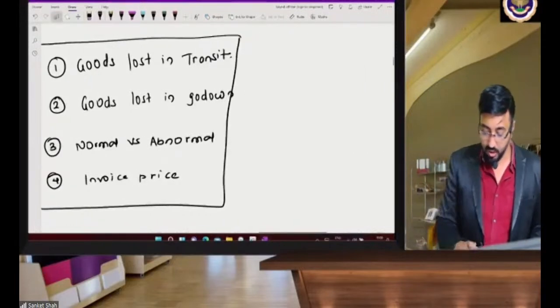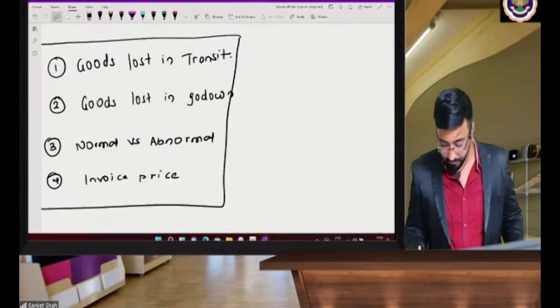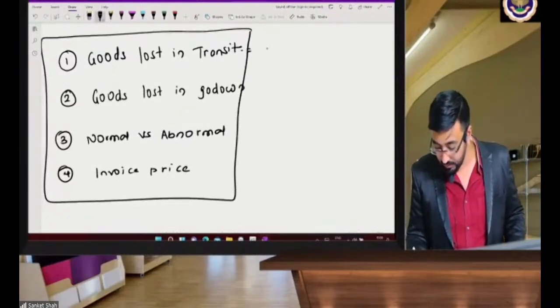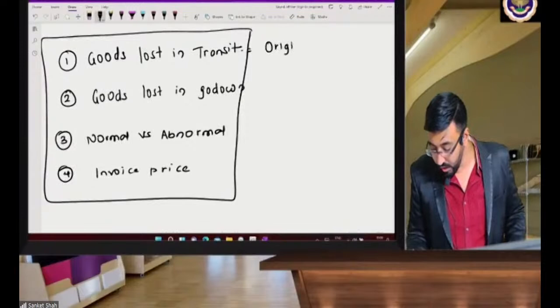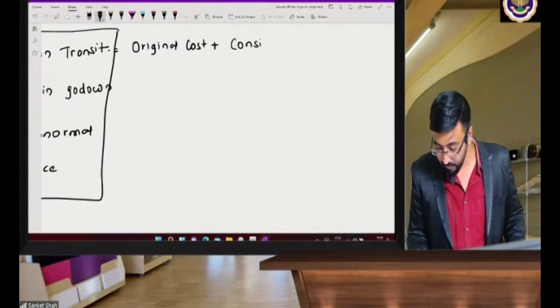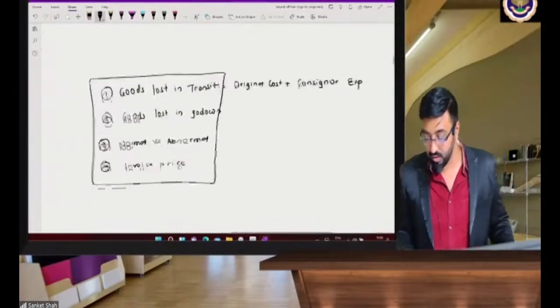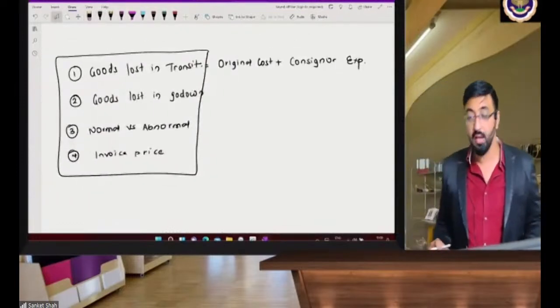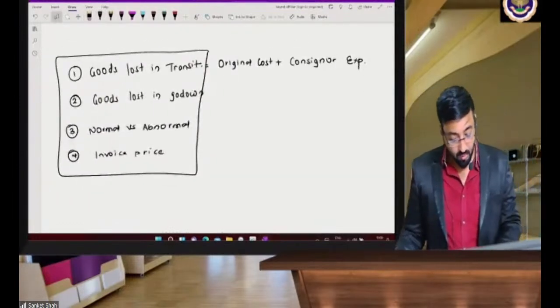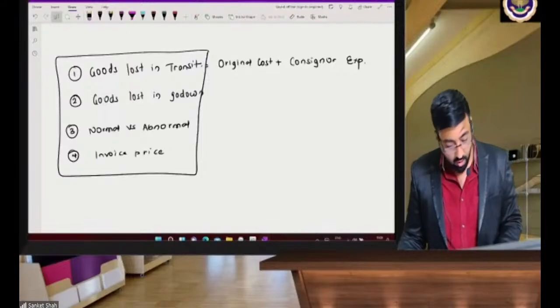So first question, goods lost in transit. How to value this? Original cost plus only consignor expenses. So this is the first question of the day. The correct answer is original cost plus consignor expenses. Very good.